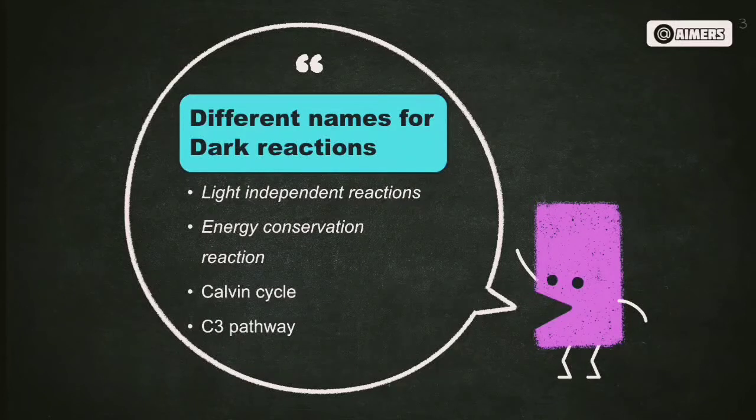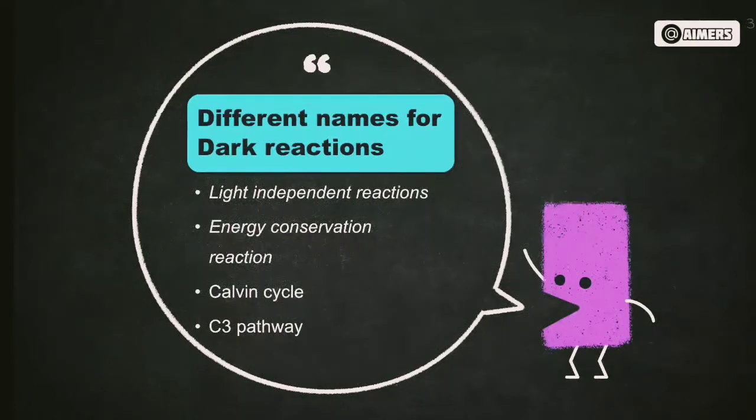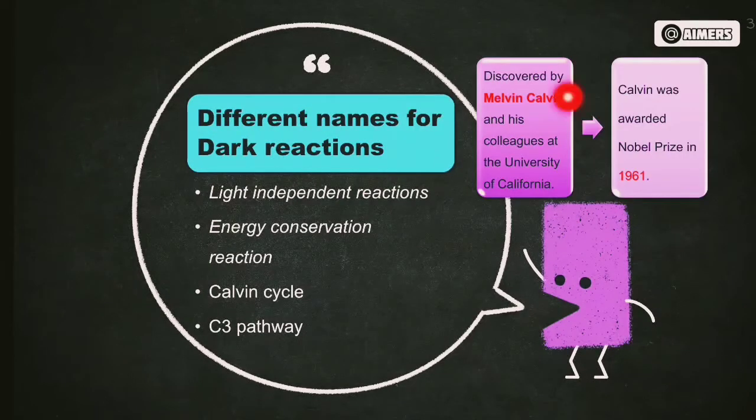And the last point is that they are called the C3 pathway because the first stable product, remember, the stable product, not the ultimate or the net gain, the first stable product formed in the dark reactions contains 3 carbons. That's why it is called the C3 pathway. Do remember the dark reactions were discovered by Melvin Calvin and his colleagues at the University of California, and Calvin was also awarded the Nobel Prize in 1961 for his discovery.